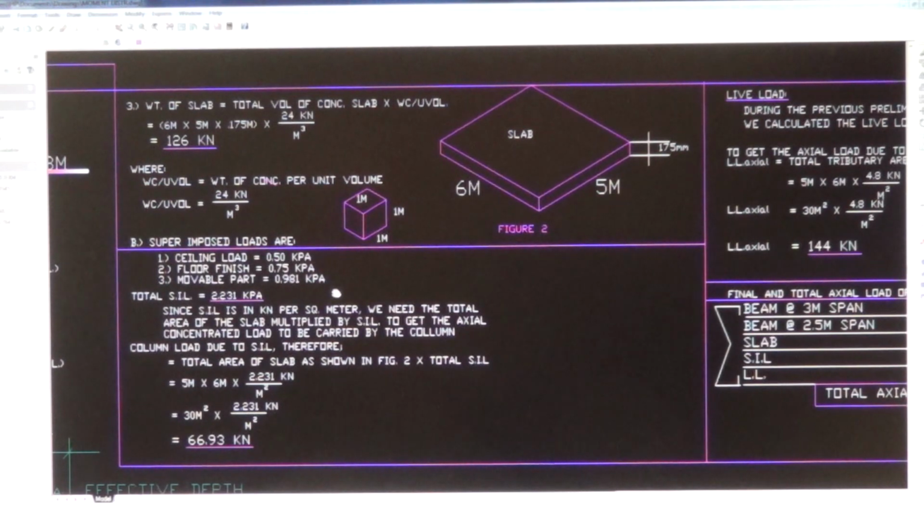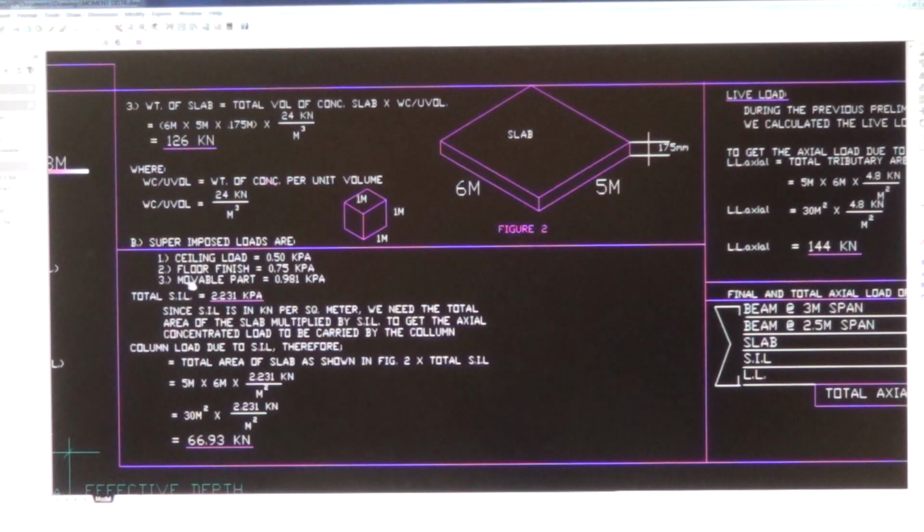Every building has floor finish. It could be tiles, it could be carpet, it could be granite. That's really heavy, but still this is good even if it's granite or marble. 0.75 kPa. Okay, and that's why it is a superimposed load. It is imposed after the construction.